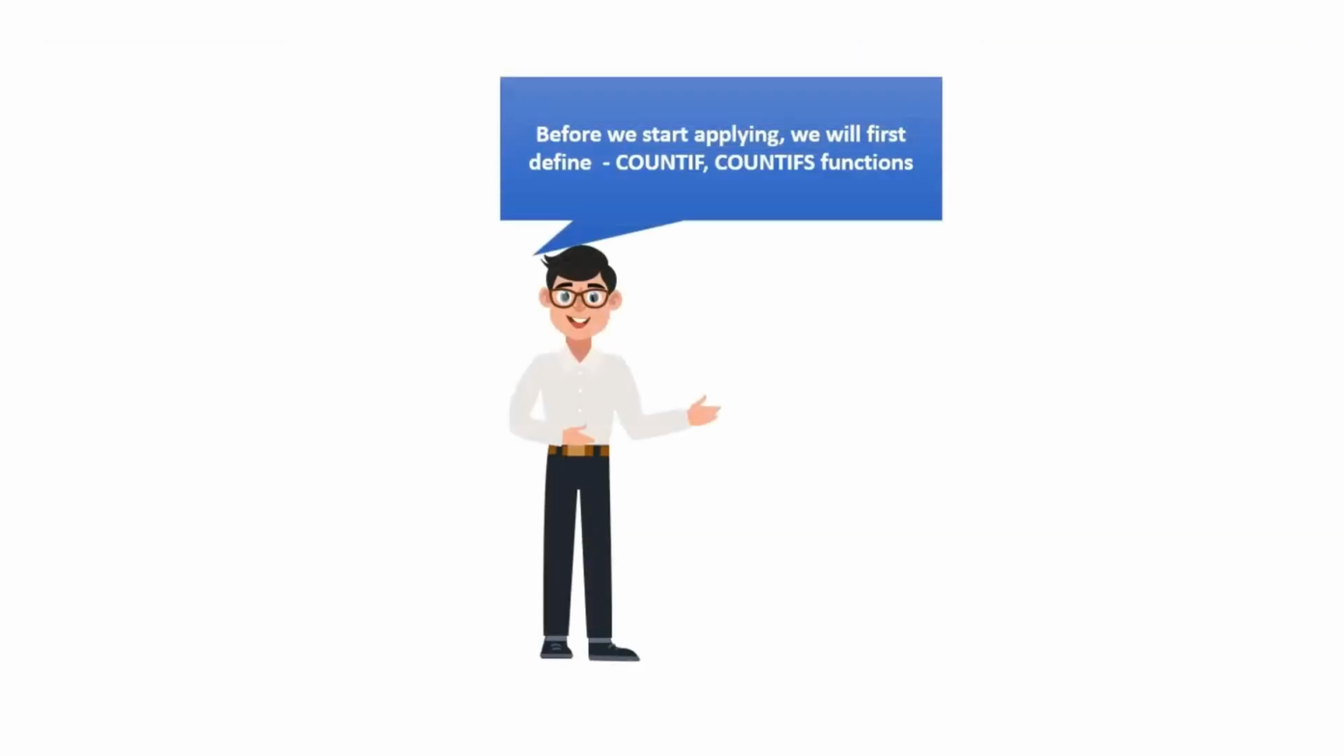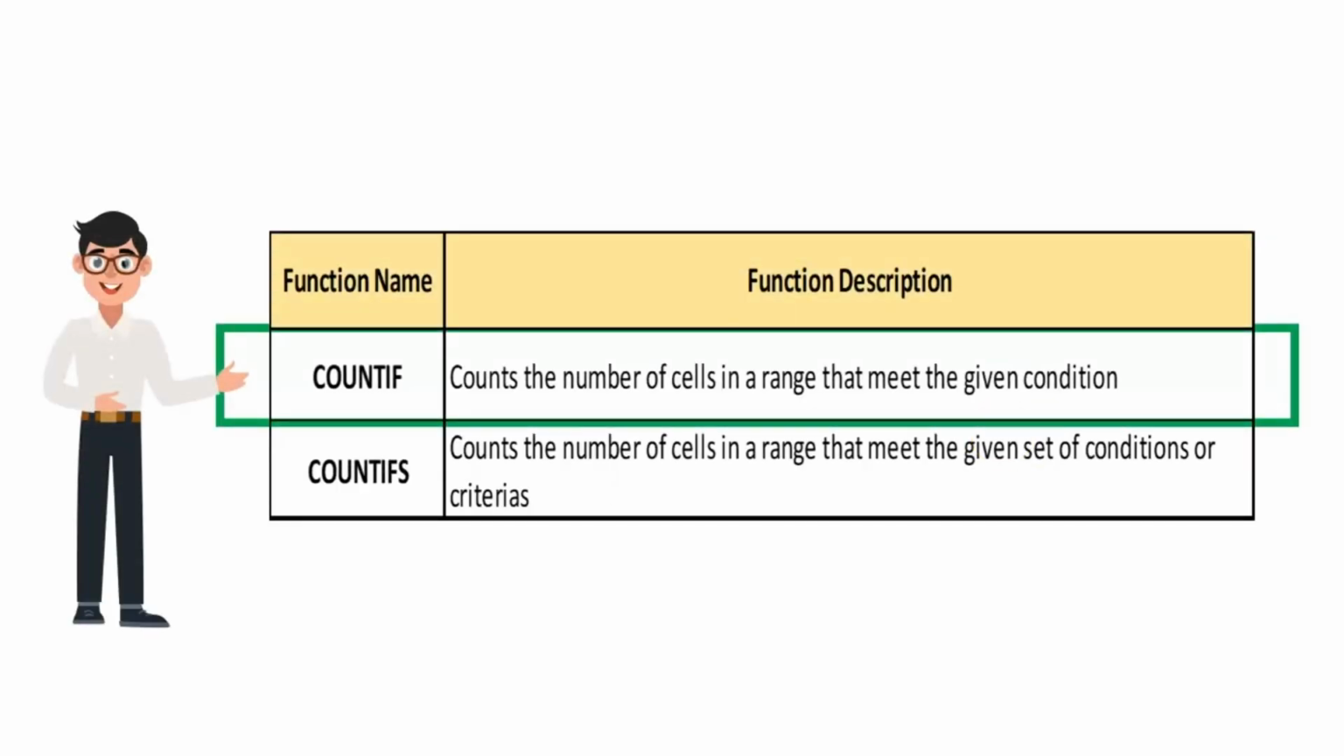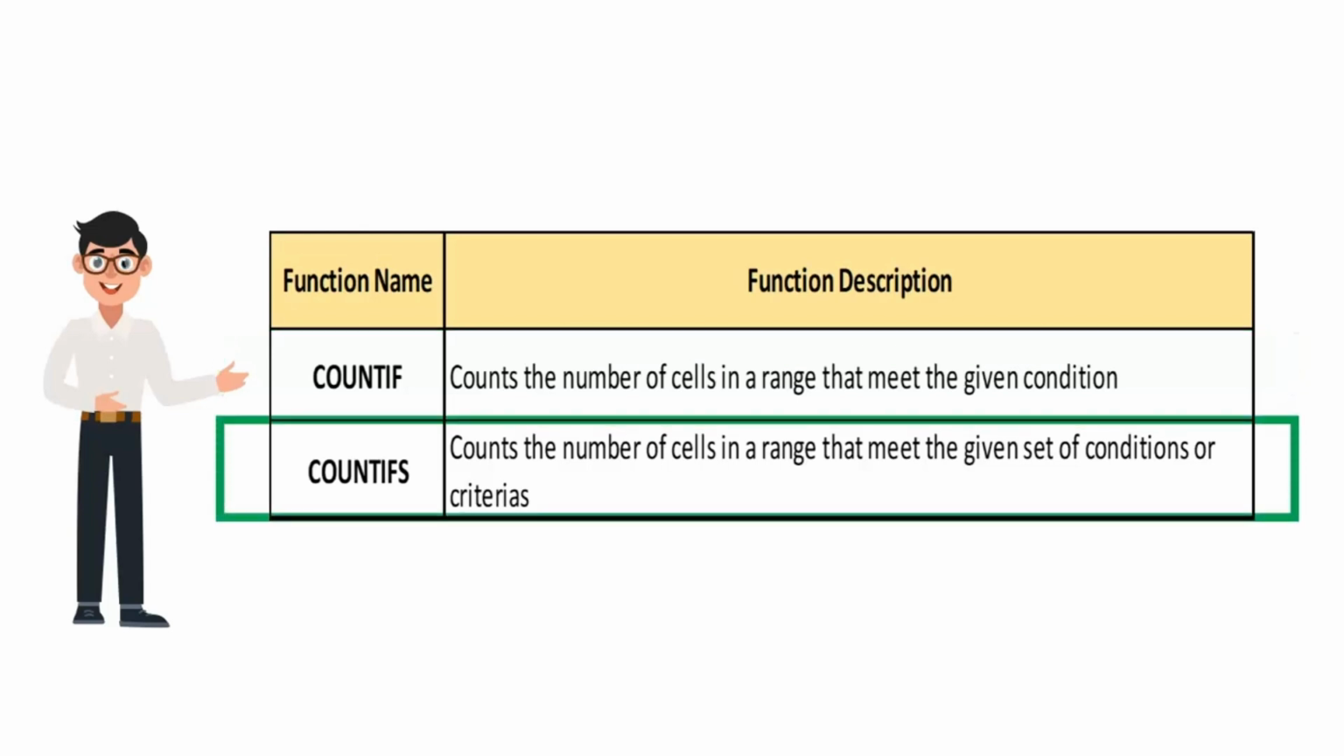Before moving to our Excel sheet, let's first go through the definition of these functions that we will be using for this request. Starting with the function COUNTIF. It counts the number of cells in a range that meet the given condition. Moving to the second function, which is COUNTIFS. It counts the number of cells in a range that meet the given set of conditions or criteria.